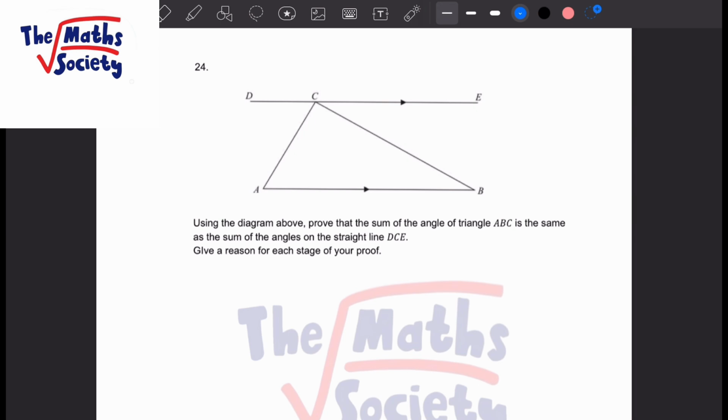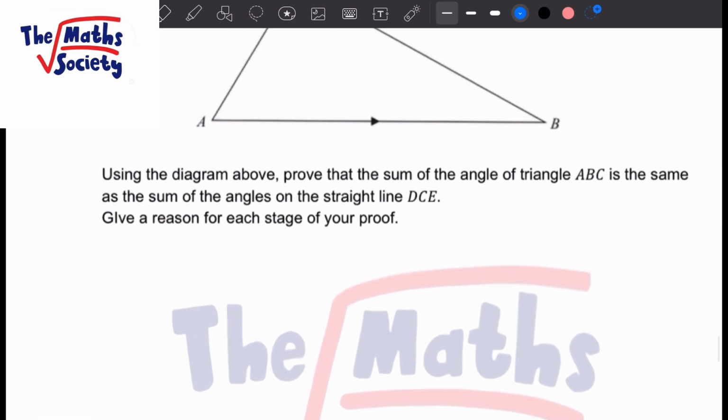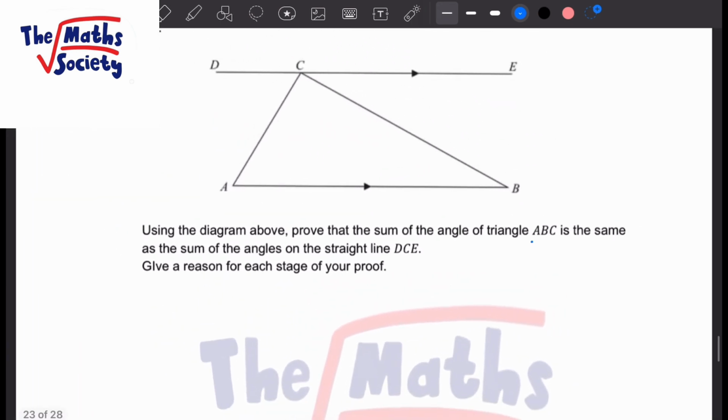So now for question number 24, it says using the diagram above, prove that the sum of the angles of triangle ABC is the same as the sum of the angles on a straight line DCE. Give a reason for each stage of your proof.